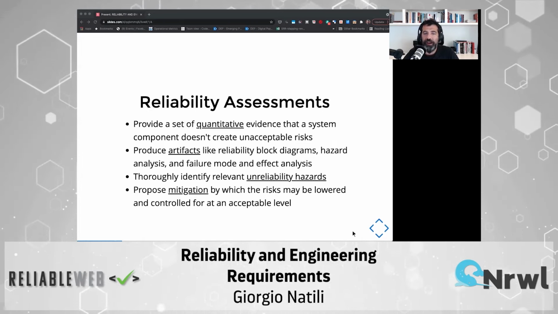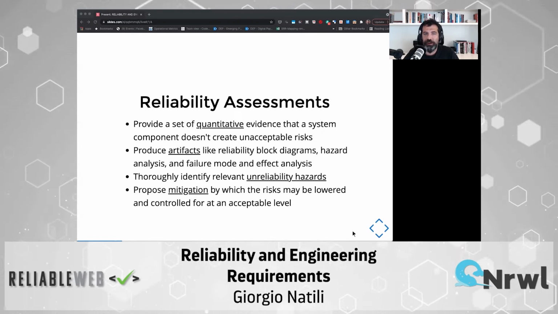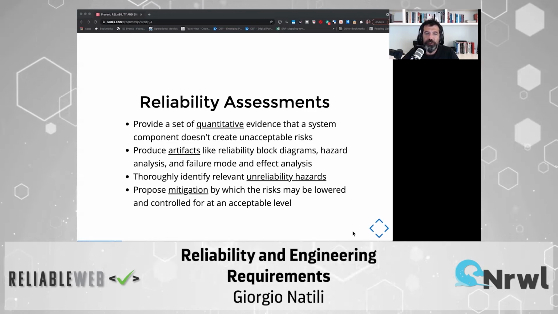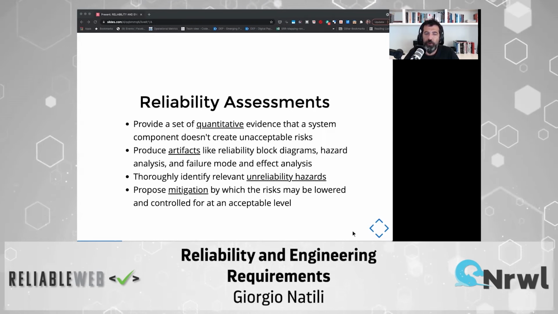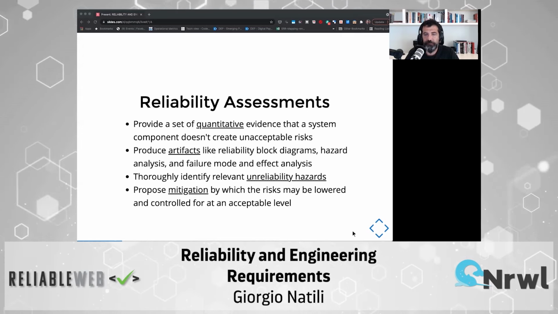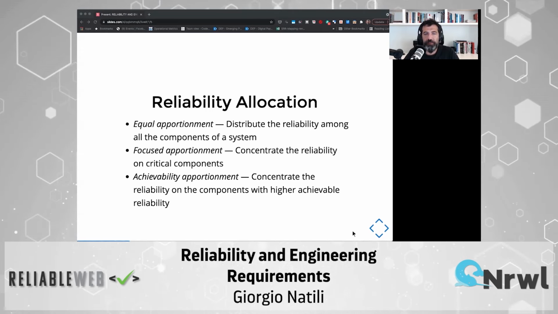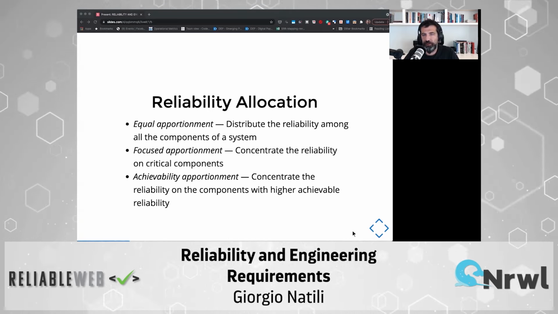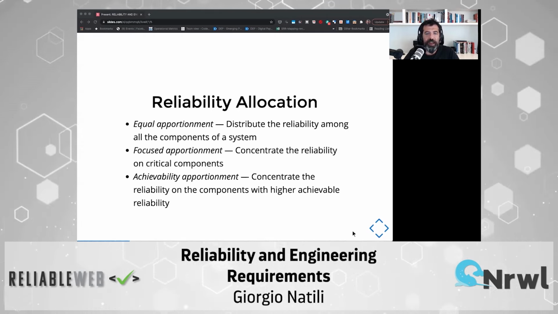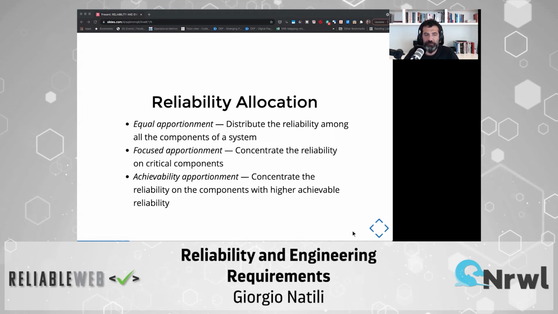It's identifying hazards that can impact your system so that you build reliability into your architecture. And it's identifying mitigations that you can apply to lower risk or enhance the reliability of your system. The reliability allocation can be extremely different according to how you distribute it. It can be divided and allocated equally, in a focused way, or by achievability.